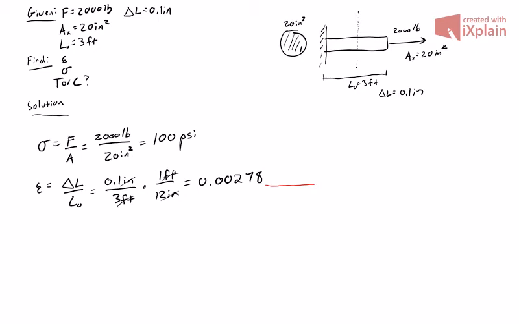Now notice strain is a unitless value, right? Every time you do strain, you should come up with something unitless. And that makes sense because we would think that the strain would be the same whether we were trying to figure out what is it in inches or what is it in feet. It's just a relative change in dimension for our object.